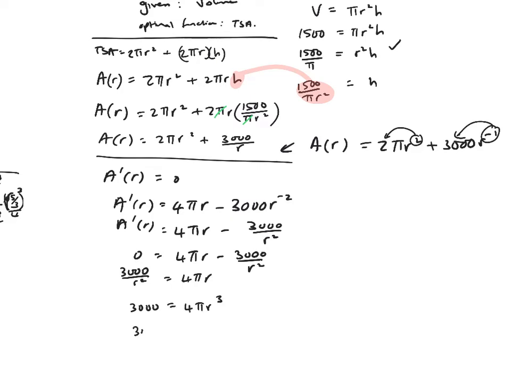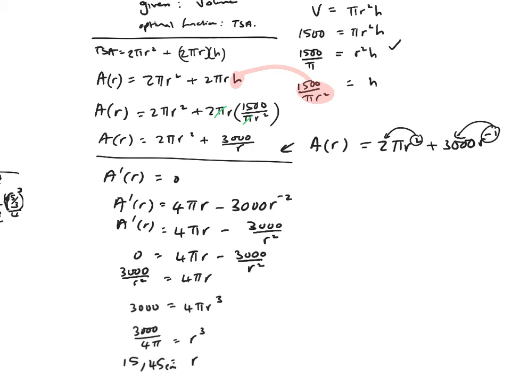Divide by 4 pi on both sides. So 3000 divided by 4 pi is equal to r cubed. And you just type that in your calculator and find the cube root of that. It is equal to 3000 divided by 4 pi, and the cube root of that answer is equal to 15.45 whatever this was, centimeters.